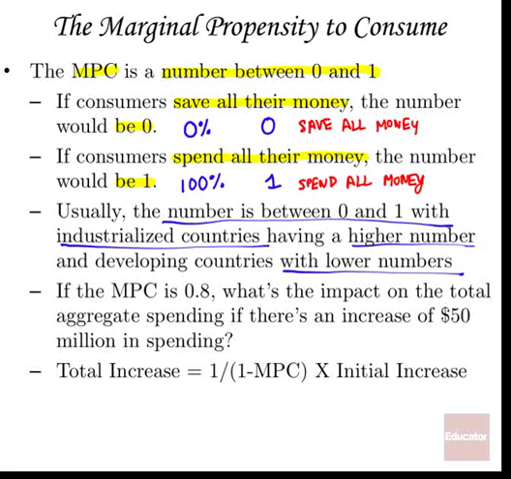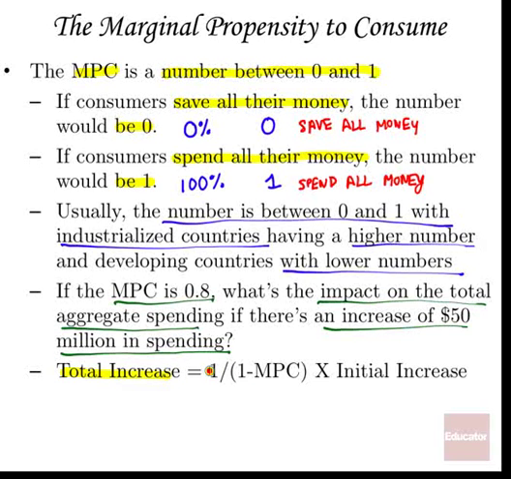So let's say hypothetically that the MPC is 0.8. So 80% of the money is spent, 80% of your paycheck. What's the impact on the total aggregate spending if there's an increase of $50 million in spending? All right. So in order to do that, you gotta work with the equation and figure out what the multiplier is, and then multiply that by the initial increase in spending here. So you got to revisit the formula here.